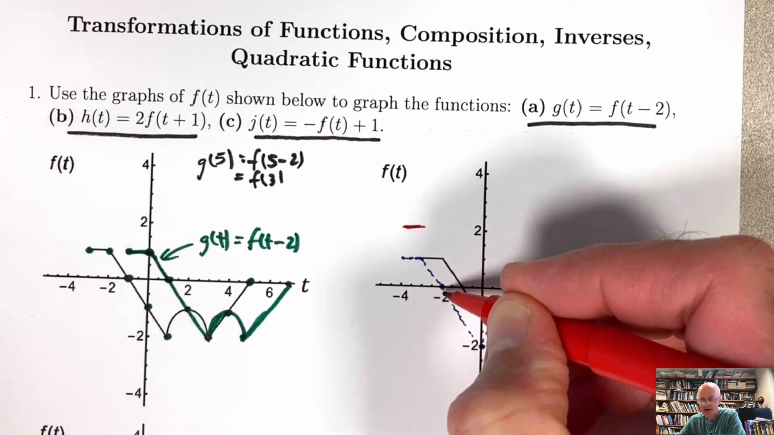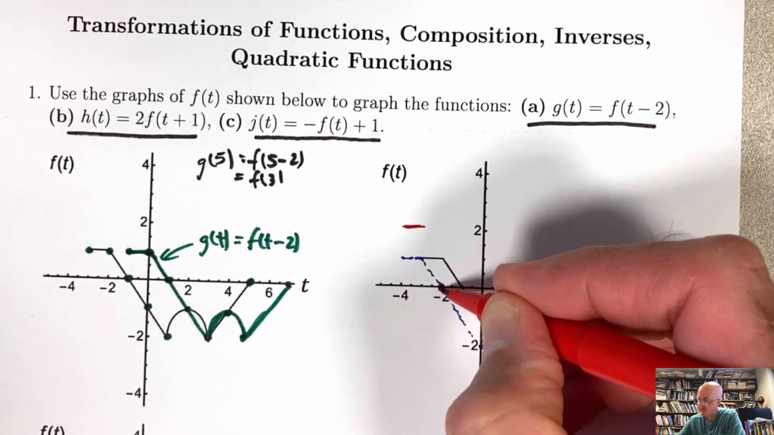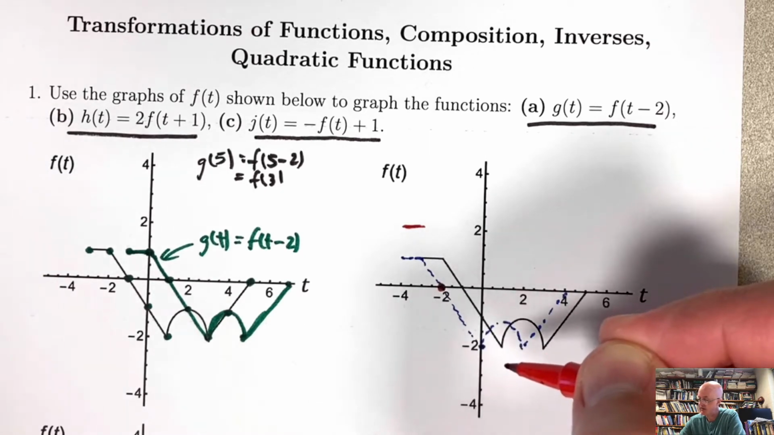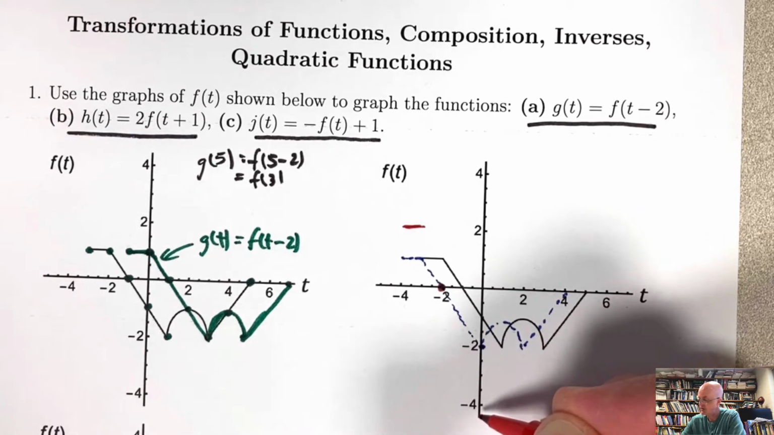This value right here, when t is negative 2, is 0. 2 times 0 is 0. I still have to go through this point. That's going to be on the graph of the final function here, h of t. This point, second coordinate, gets doubled from -2 down to -4. 2 times -2 is -4.